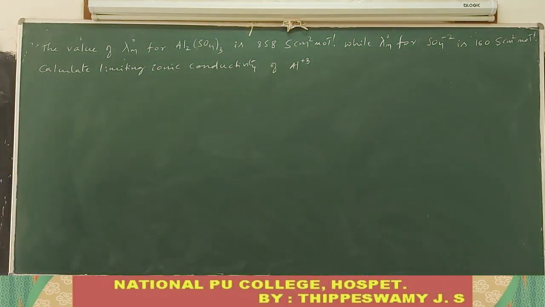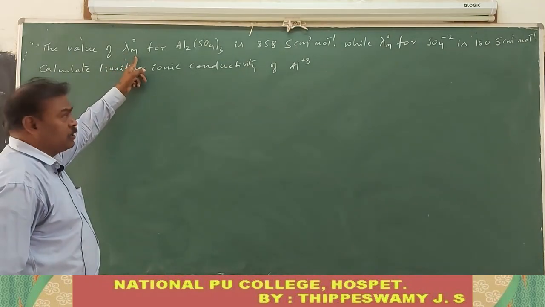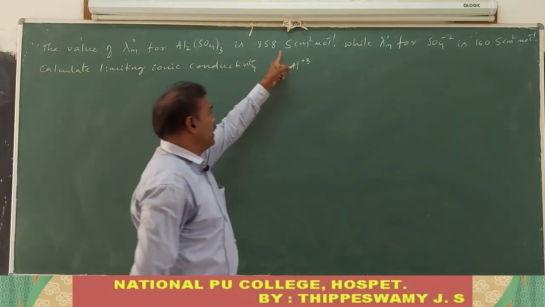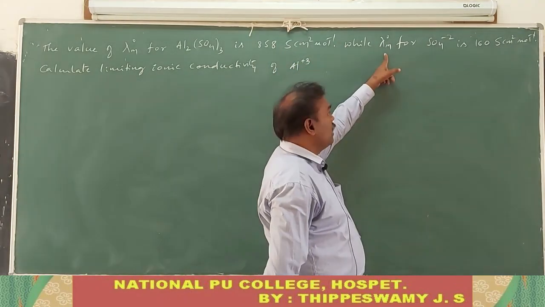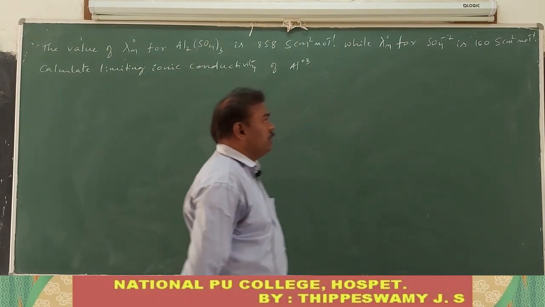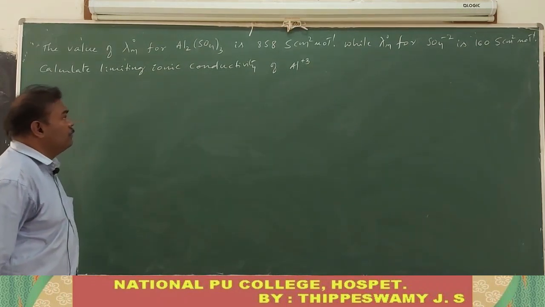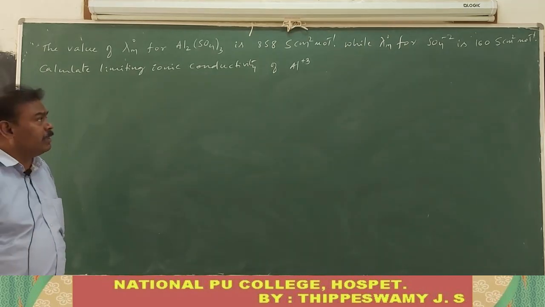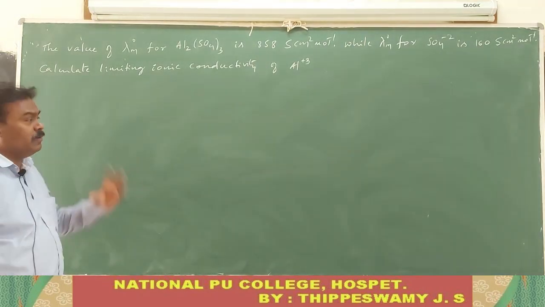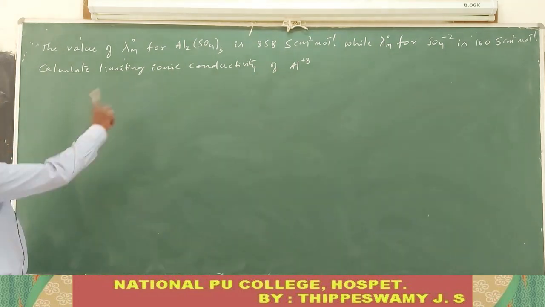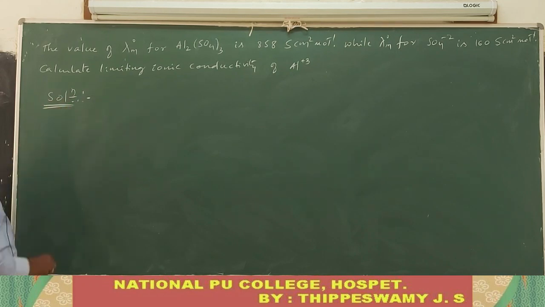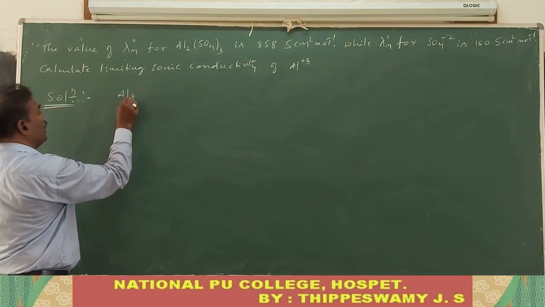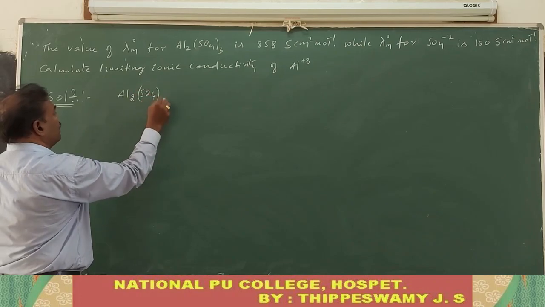Based on that Kohlrausch law, see this numerical: the value of the limiting molar conductivity, lambda m naught, for aluminum sulfate is 858 Siemens centimeter square per mole, while lambda m naught, the limiting molar conductivity for sulfate ion, is 160 Siemens centimeter square per mole. Calculate the limiting ionic conductivity of the aluminum ion. So first of all, what is the formula of aluminum sulfate? Can you tell me? Aluminum sulfate formula Al2(SO4)3.